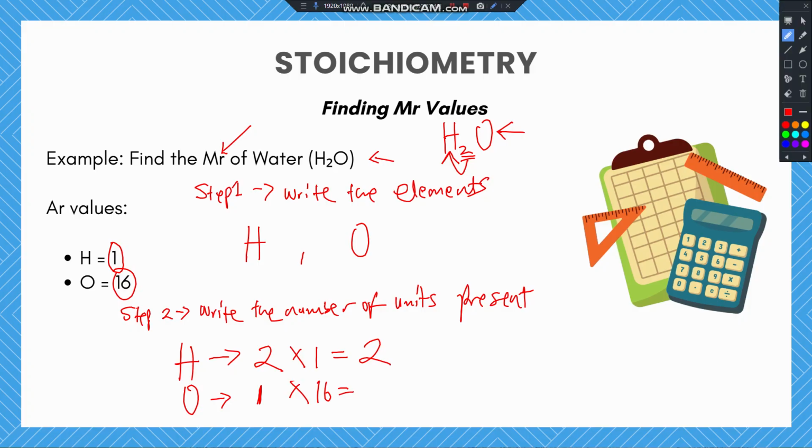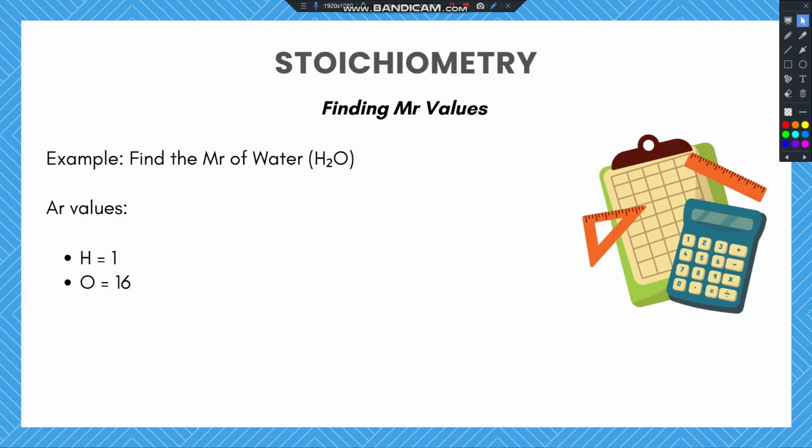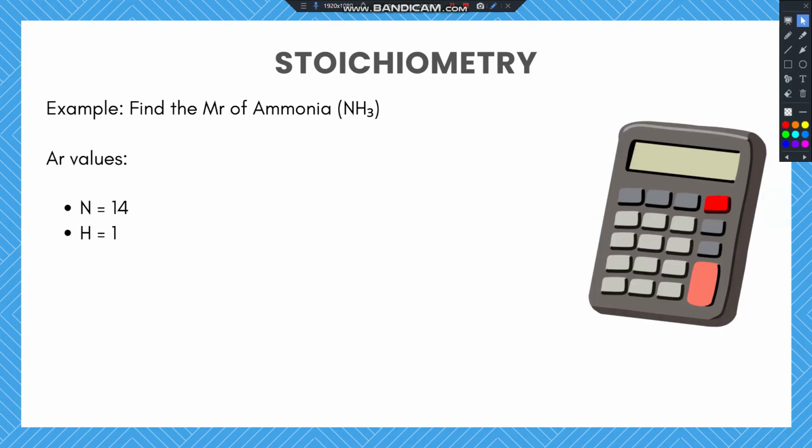That gives us 16. Step number 3 would be to add everything together. So we have 2 plus 16. That gives us 18 grams per mole. This is the unit for measuring the relative molecular mass, 18 grams per mole. That is for water. I trust you understood that.